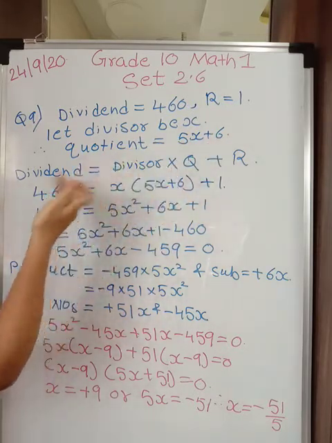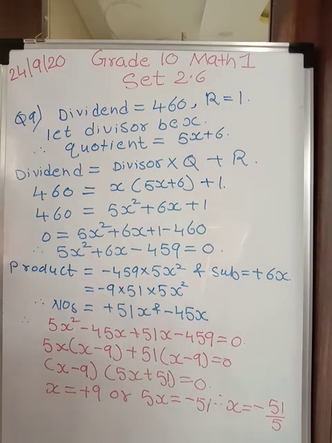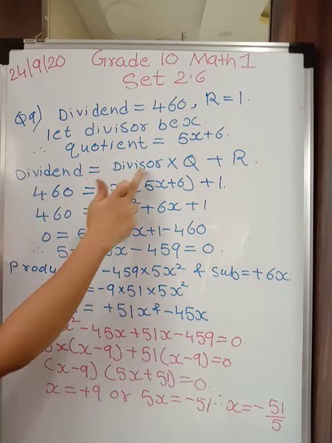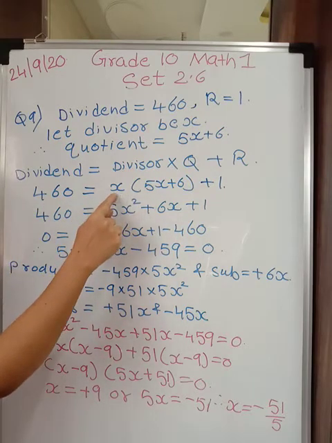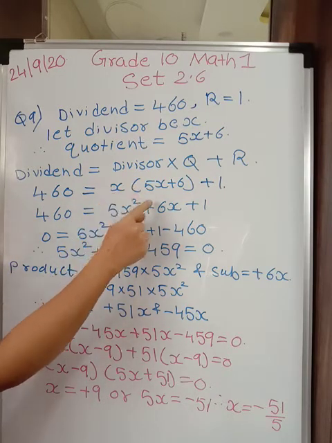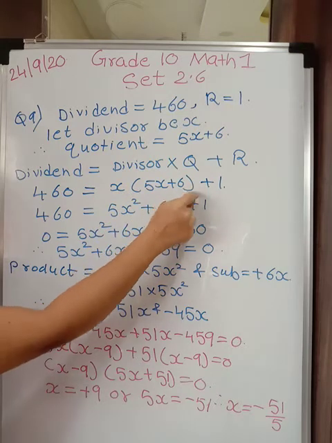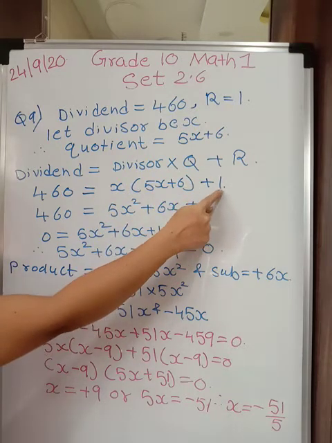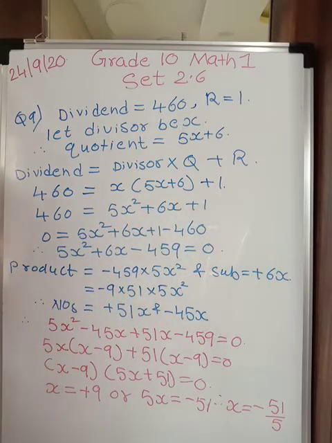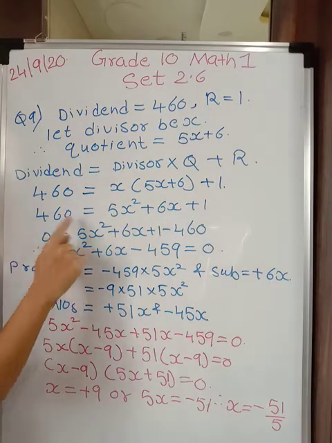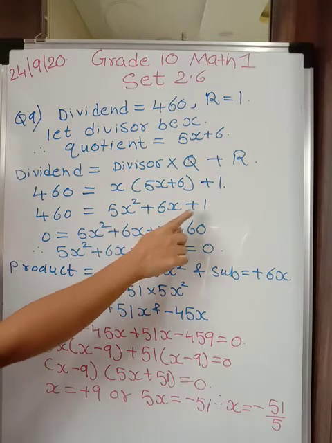Now you know this formula since your lower classes: dividend is equal to divisor into quotient plus remainder. So 460 will be equal to the divisor x, which is a natural number, into (5x plus 6) bracket complete, plus 1. Multiply these two, you get 5x square plus 6x plus 1. So we have 460 is equal to 5x square plus 6x plus 1.